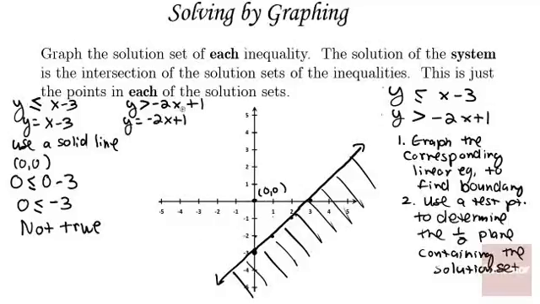Here I have the y-intercept at 1 and a slope of negative 2. So decrease y by 2, increase x by 1. Decrease y by 2, increase x by 1, and so on. Now, since this is a strict inequality, I'm going to use a dashed line because the boundary line here is not part of the solution set. Okay, so here is my line, dashed line.